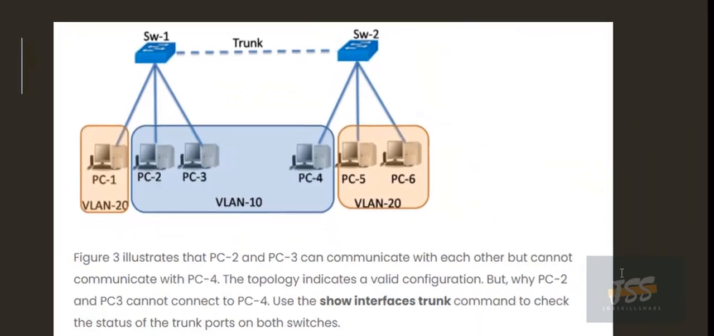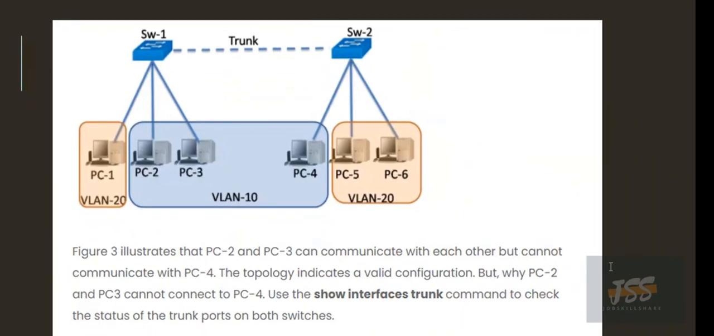You can see in the example figure over here, we have PC2 and PC3 as well. PC2 and PC3 can communicate with each other but cannot communicate with PC4. However, it is in the same VLAN. The topology indicates a valid configuration, but why can PC2 and PC3 not communicate with PC4? What is the reason? To resolve this issue, we can use the show interface trunk command to check the issues and the status of the trunk ports on the switches.